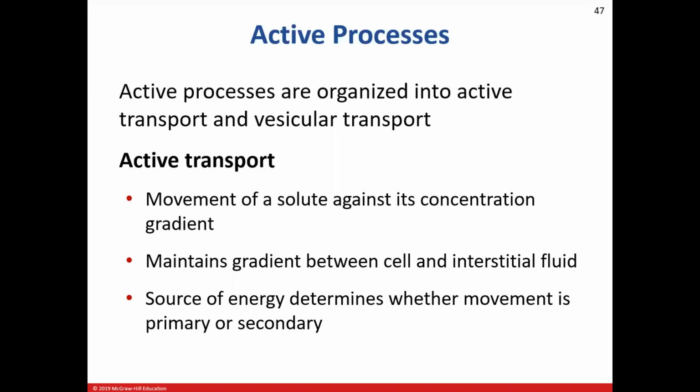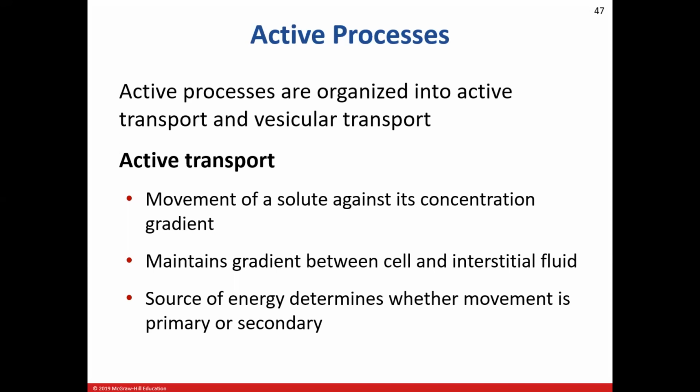With active transport, we're going to have movement of a solute against its concentration gradient. So again, we are now moving from lower concentrations to higher concentrations. Active transport helps to maintain the gradient between the cell and the interstitial fluid. As we look at passive processes, we move down the concentration gradient, and that actually decreases the gradient. With active transport, because we're moving it against the gradient, from low to high, we are actually maintaining that particular concentration gradient.